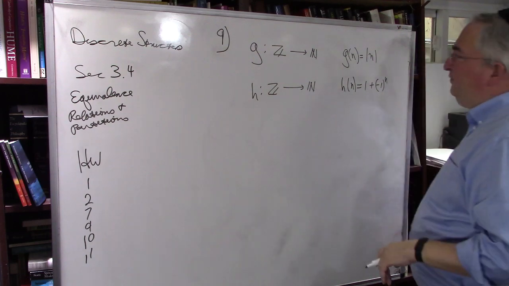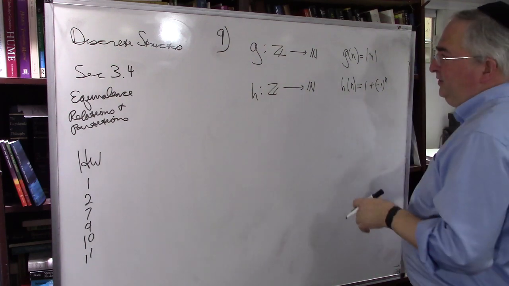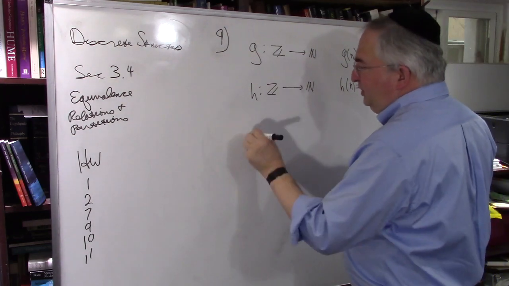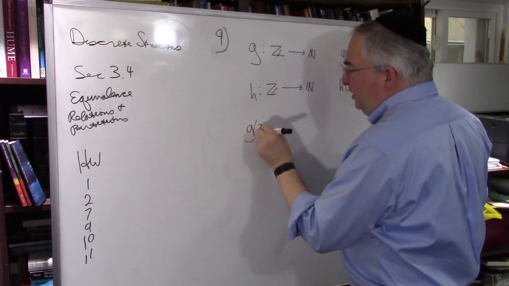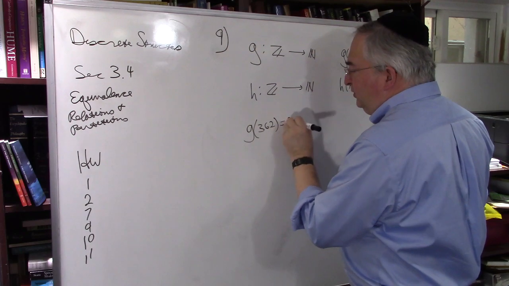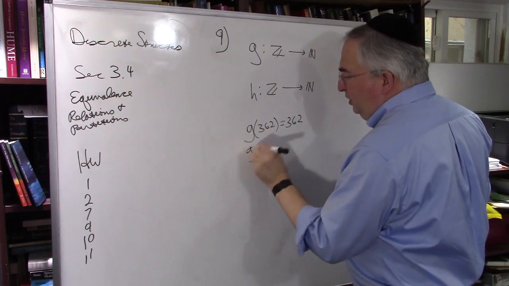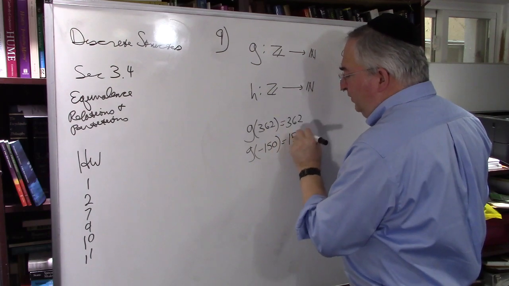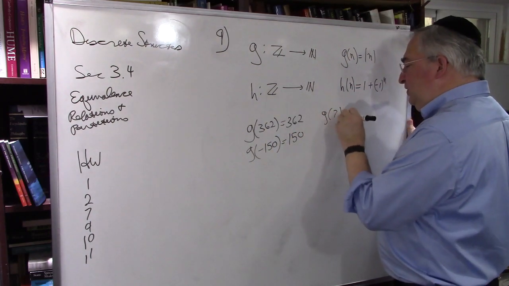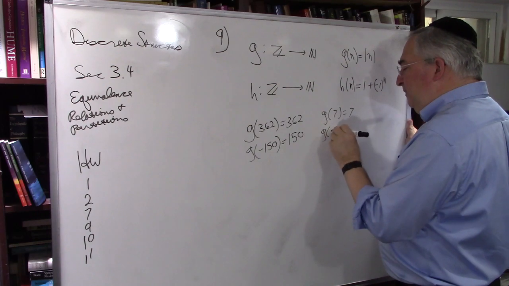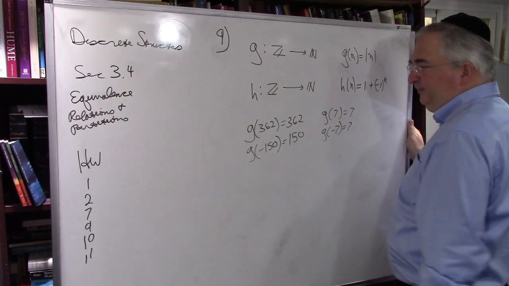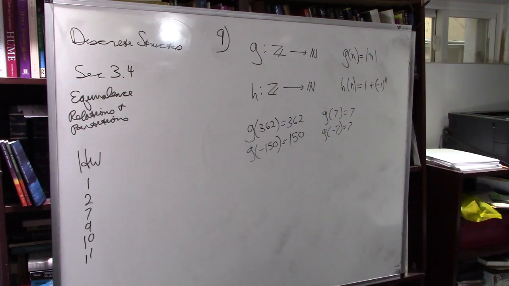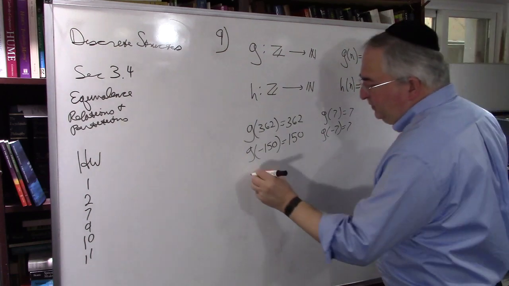Okay, so we have to plug in some things here. So let's do g. g is the easy one. g of 362 equals 362. g of negative 150 is equal to 150. g of 7 is equal to 7. g of minus 7 is equal to 7. Okay, let's do h. Let's do a few examples of h.